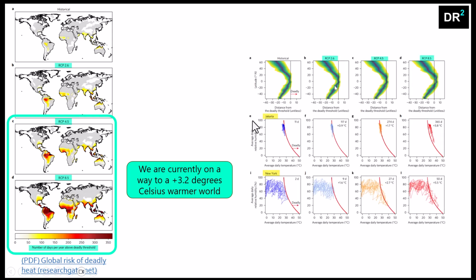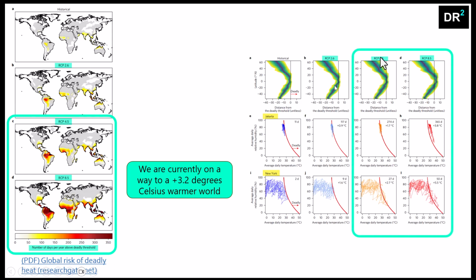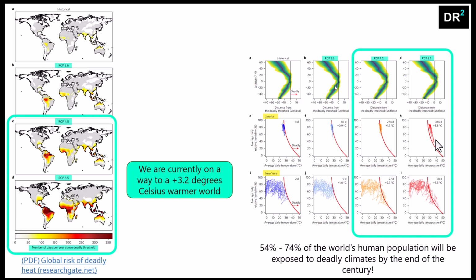Here's another graphic, also from this study, where you see the results for Jakarta and New York, and what global warming according to these models means. So if we expect the worst case scenario, then you see here in Indonesia you cannot stay outside permanently without any technical help to survive. So in other words, you need air conditioning or something else to make sure that you have sufficient cooling. And here also 54 to 74% of the human population will be exposed to deadly climates by the end of the century if we follow these two paths.